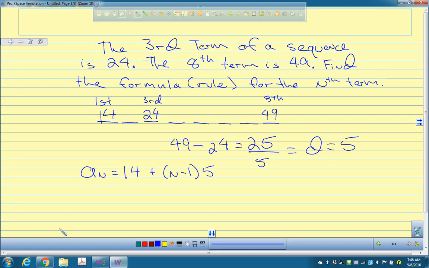Yes, sir? I'm really confused how you got the 14. How did I get the 14? Okay, so I know that D is 5. Do you understand how I got D is 5? So if I subtract 5, I get this term, right? Subtract another 5, I get this term. I need to know the first term because this is a sub 1, right? And I need to know that in the formula. And so if I subtract 5 twice, I get 14.